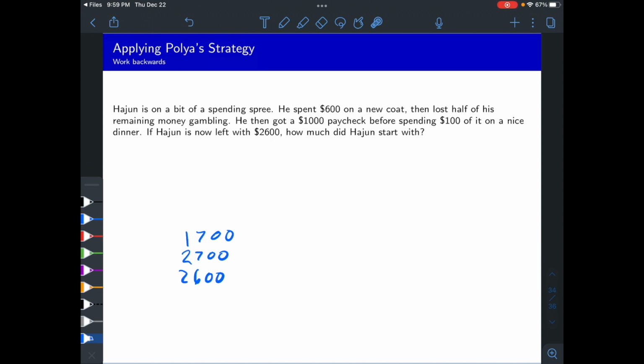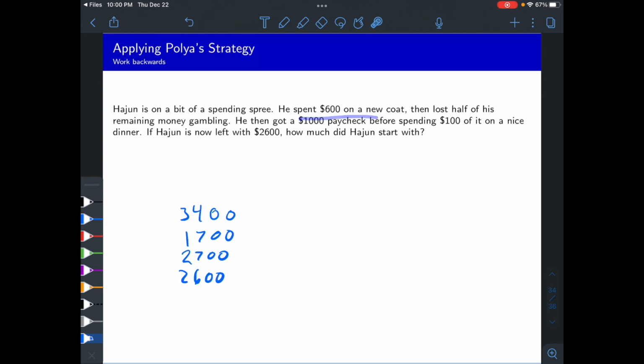Before that, he lost half of his remaining money gambling. That was what happened before the paycheck. So he's at 1,700. If before that he lost half of his money gambling, then how much did he have before this? Well, he had double this. What's double 1,700? It's 3,400. So if he lost half of it going from here to here, then to go from here to here, you double it.